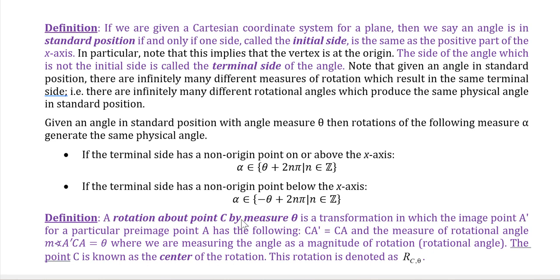Given an angle in standard position and the angle measure theta, then rotations of the following measure alpha generate the same physical angle. If you take it and rotate an extra 2 pi or integer multiples of 2 pi, rotating in either the positive or negative direction, by an additional full circle rotation, that is an additional 2 pi, you get the same physical angle, the same terminal side. Of course, the initial side is always the positive x-axis when it's in standard position. So if alpha is theta plus 2n pi, where n is an integer, which is what this is saying, then that is going to be the same one.